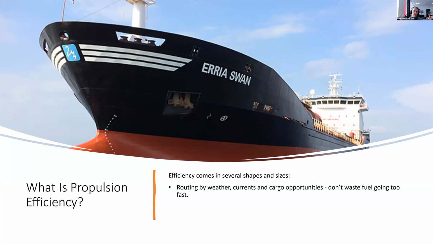So, propulsion efficiency. What is that? It can be taken to mean quite a few things, but one of the things that I've always thought of, given my previous history at Maersk and all that sort of thing, is routing. Routing is very interesting to figure out how best to get from A to B, so you get the best cargo opportunities. You route by weather, currents, all that sort of thing. So you don't want to waste fuel by going too fast from A to B. You want to get there on time, not too late, all those things. That's definitely a very big chunk of optimization, to be good about the whole routing thing.